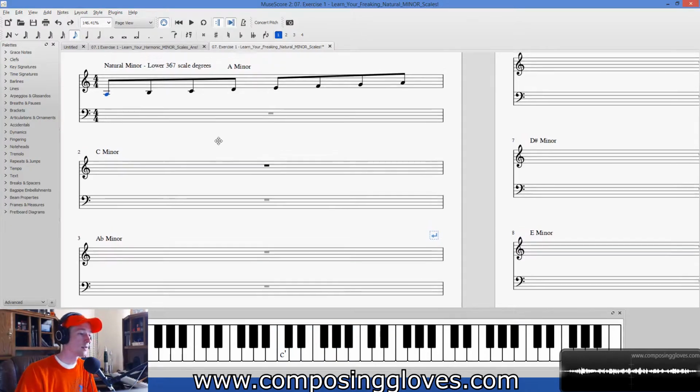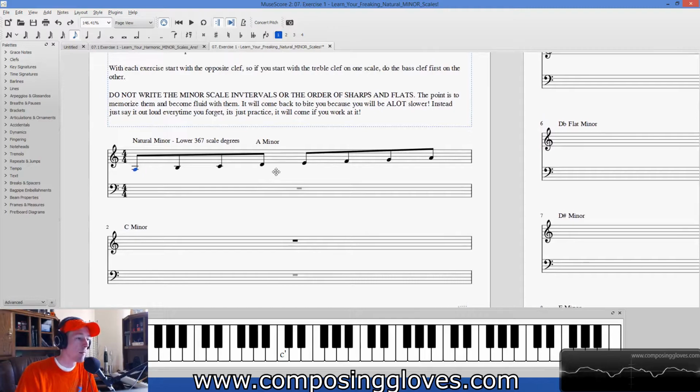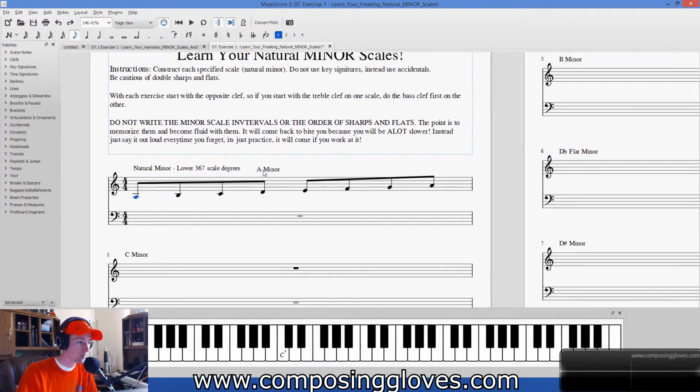And there you have it. You'll notice it, you'll get used to the sound of the minor scale. And if they said make the parallel minor to D minor, you would make the D major scale and you would lower the third, the sixth, and the seventh. And that would be it. So that's minor scales, natural minor scales.